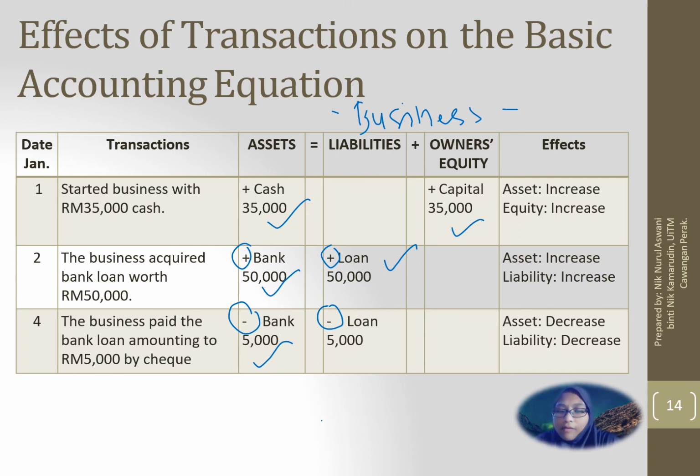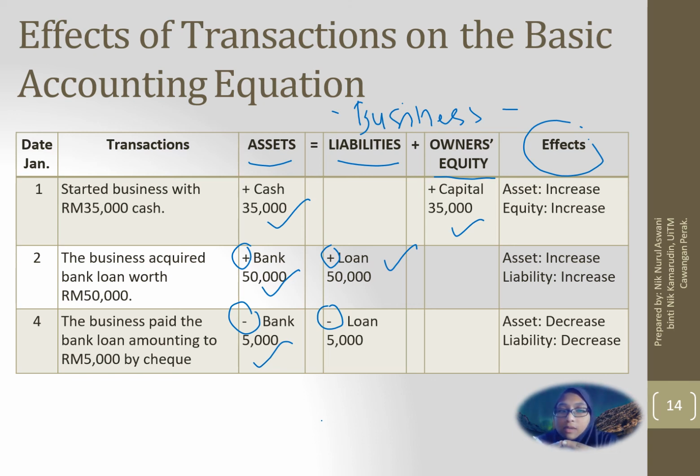So when we talk about the effect, if we ask you what the effect on the accounting equation is: asset decrease, and at the same time liability decrease. When we ask you about the effect, you have to talk about the asset, liabilities, and owner's equity. You have to talk about this classification. Let's look again at transaction number 1. Started business with 35,000 cash. What is the effect of this business transaction on the accounting classification?